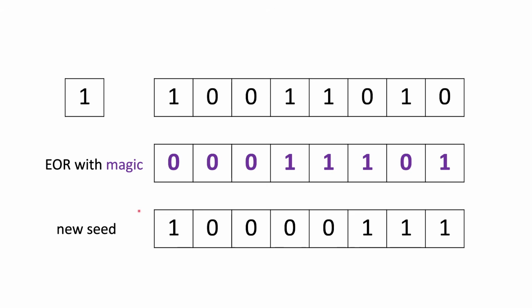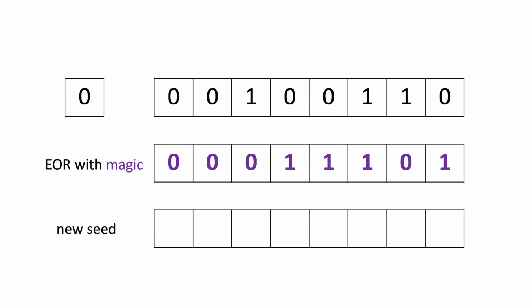Next iteration, we move that to the top. Shift to the left, 1 means an EOR, we do an EOR. For the next iteration, we copy the seed to the top, shift to the left. Now we've got a 0, no EOR, that's just going to be our final answer.